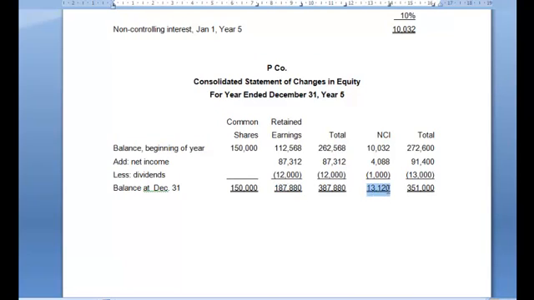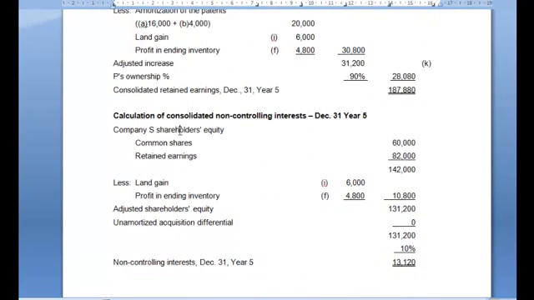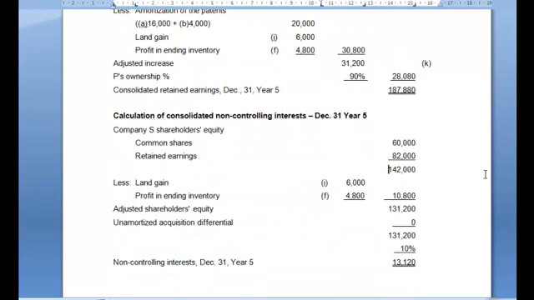Now let's see if we can calculate 13,120 as the consolidated balance for our NCI at the end of year 5. So if we go here, we're going to use the shareholders' equity of the sub at the end of year 5, which is what? Common shares 60,000, but don't forget, we know that the retained earnings is 82,000, right? So we use that to get the ending book value of the sub, plus any unamortized acquisition differential, that's 0. Oh, I guess I should go back up here, first of all. So scratch that last thought on the unamortized acquisition differential. I forgot to adjust the retained earnings.